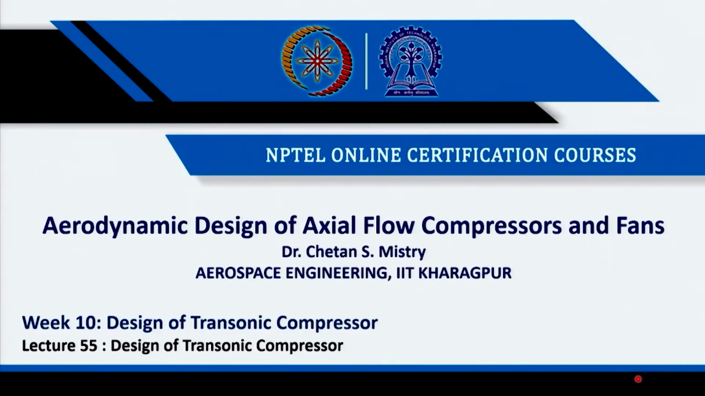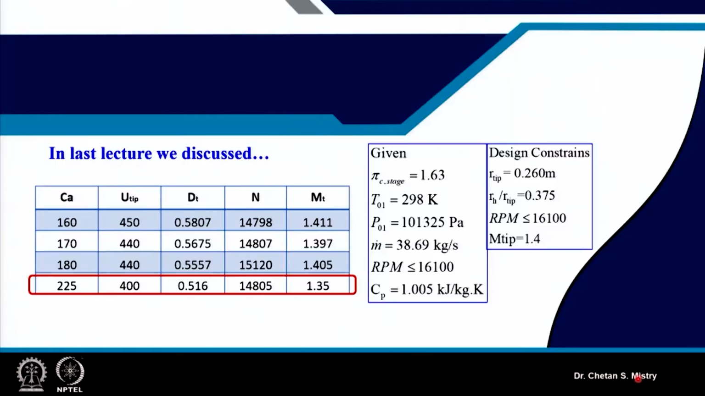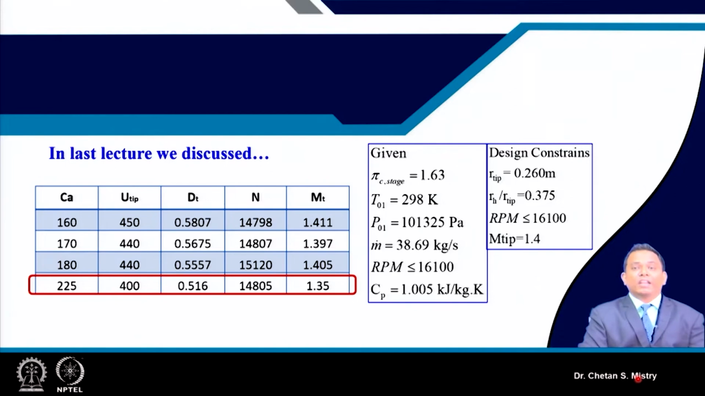Hello and welcome to lecture 55. We are discussing the design of a transonic compressor. In the last lecture we discussed what data is given to us for the design. We are looking for a pressure ratio of 1.63 and a mass flow rate of 38.69 kg per second, and we have constraints on the tip diameter, the hub to tip radius ratio at the entry is also fixed, and our rotational speed should not exceed 16,100.